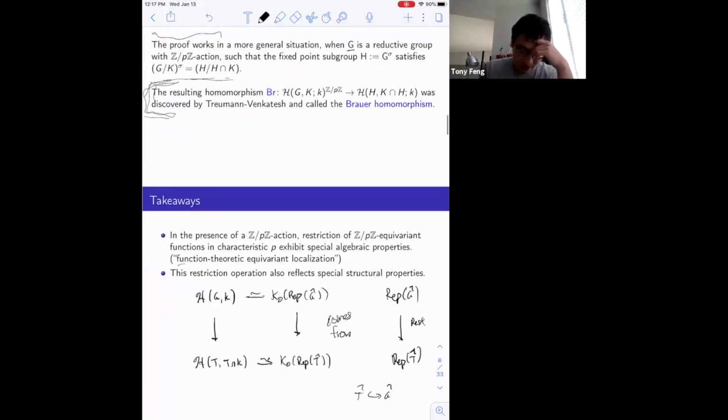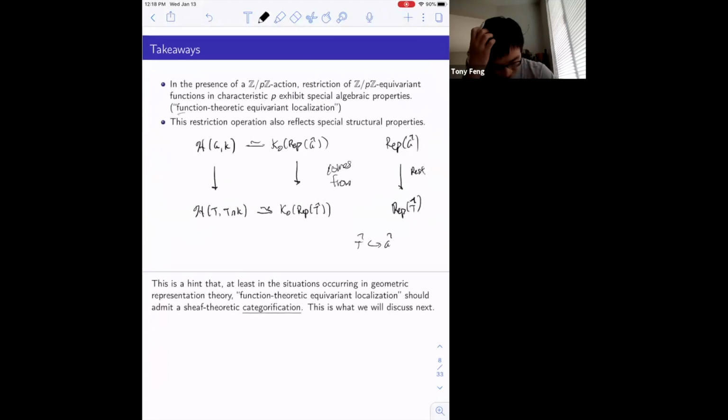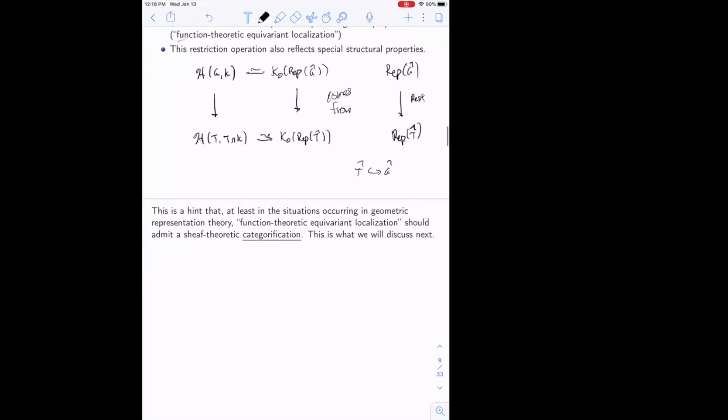But as I said, with this more generality of G and H, there's a case-by-case proof. For every example, they write down some map of groups and they check that it works, but there's no sort of uniform explanation for why it categorifies. And that's something which you might want to have. So in other words, this is a hint that at least in the situations occurring in geometric representation theory, this function theoretic equivariant localization seems to admit a natural sheaf theoretic categorification, and that's what we're going to be discussing next. Sorry, Raphael, you take a straight restriction.